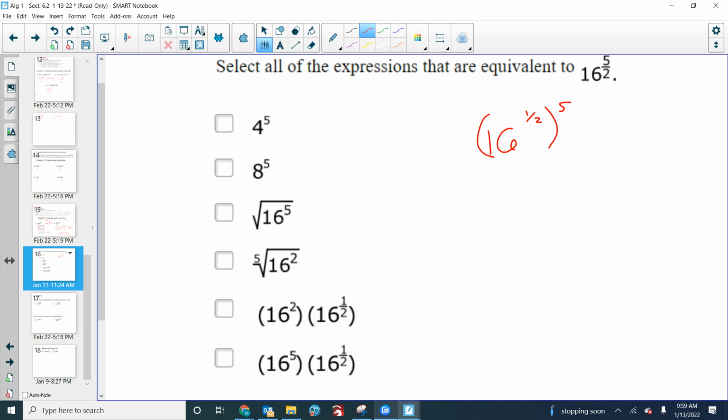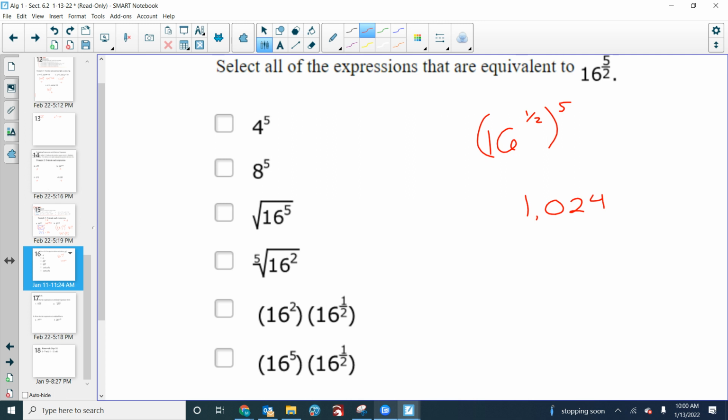What's 16 to the 1/2? What's the square root of 16? 4 to the 5th? 4 to the 5th is 1,024. So 1,024 is the integer, the whole number representation of it.